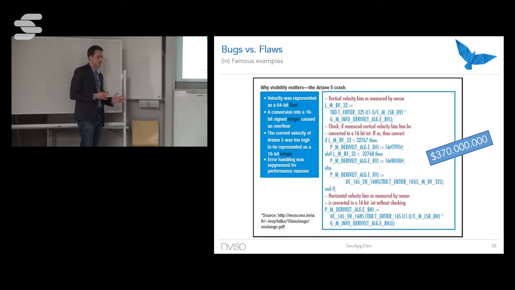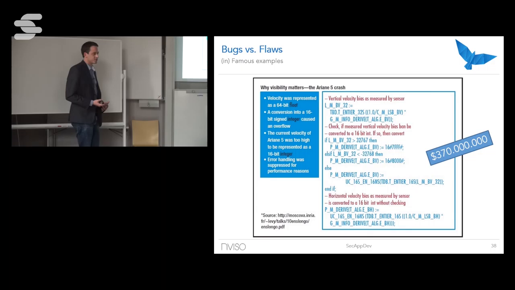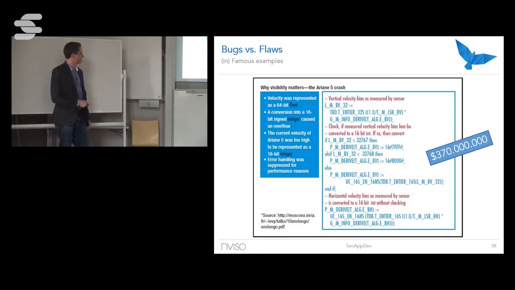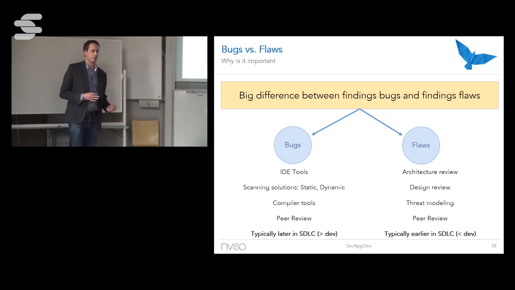Results, $370 million. It's quite a huge impact. The single line of instructions here that caused this was really a casting problem from a 64-bit to a 16-bit signed integer that caused an overflow. That was the first bug. But then the fact that security assertions were disabled for performance reasons in production, obviously this is production, that's probably the worst. The voting mechanism that could disable that kind of mishap was completely disabled too. And this resulted in $370 million. So quite a big price tag for one line of code. Don't know what happened to the engineer that wrote this.